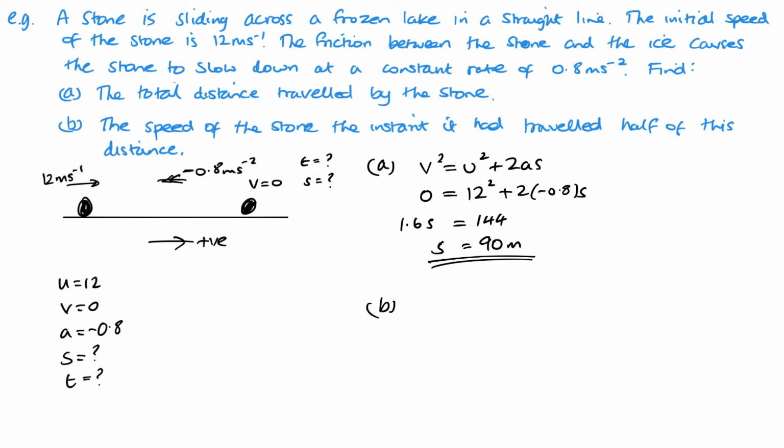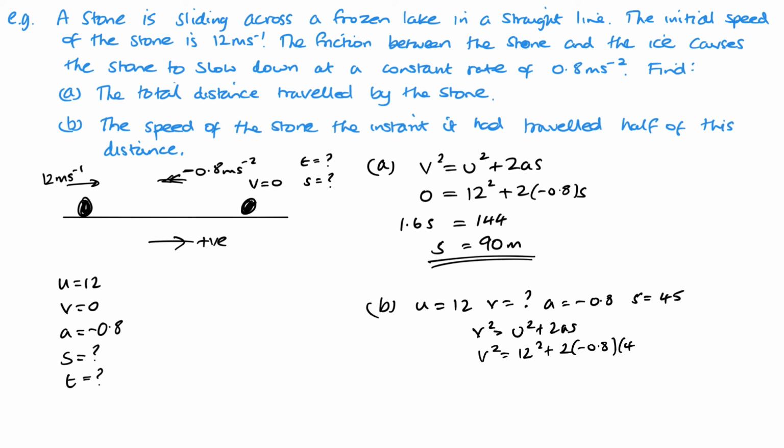Now we want to find the speed of the stone at the instant it had travelled half of this distance. So in this case, u is still 12, v is what we actually want to find. The acceleration is still the same as it's constant, and this time s would be equal to 45, half of that distance. So now I'm looking at u, v, a and s, so it's the same formula, isn't it? So v squared equals u squared plus 2as. So v squared equals 12 squared plus 2 times minus 0.8 times 45. So v squared equals 72.